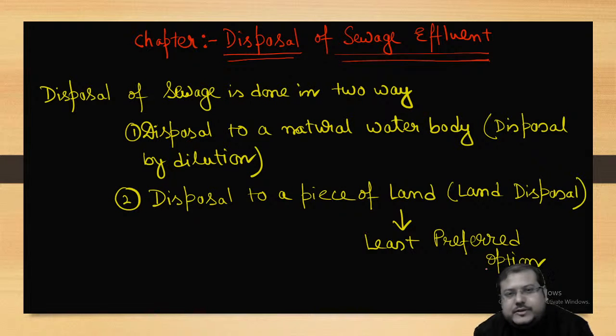One is disposal to a natural water body, मतलब कोई natural water body, कोई river, it can be a lake, it can be a pond if it is a bigger in size or the wastewater quantity is less. Second is the disposal to a piece of land. It's called as land disposal, which is a least preferred option, but yes, we have to go for that also in certain cases. So majorly we are going for the disposal to a natural water body, which is called as disposal by dilution.